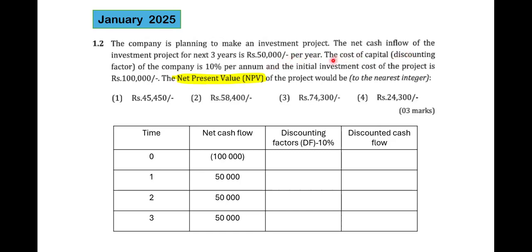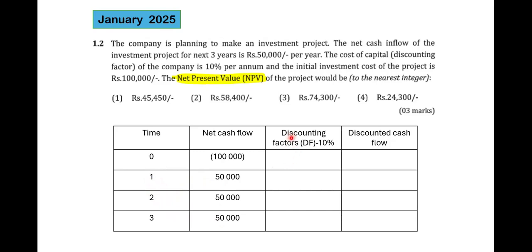The cost of capital of the company is 10% per annum, and the initial investment cost of the project is 100,000. We invest this much, then we can earn 50,000 each year. This is the net cash flow. Time 0 means we invest now, and it is 100,000. Time 1 means after 1 year you earn 50,000; time 2, after 2 years also 50,000; after 3 years also 50,000. We can earn up to 3 years.